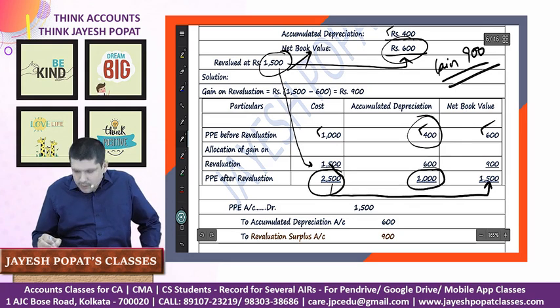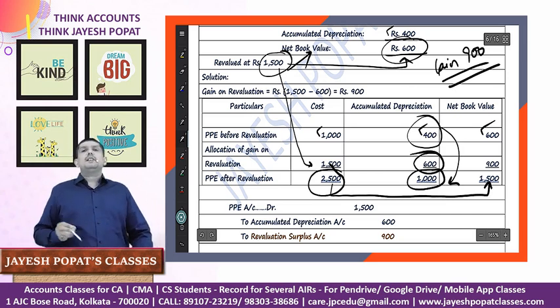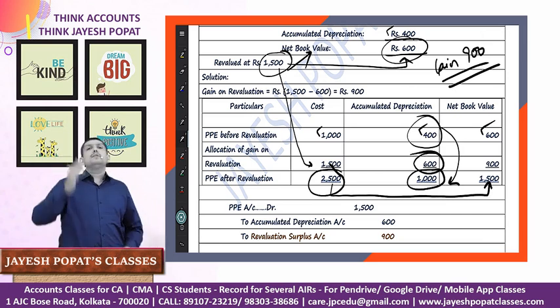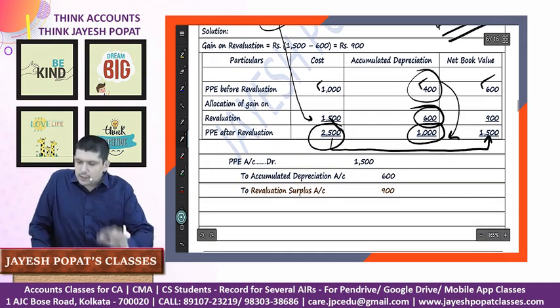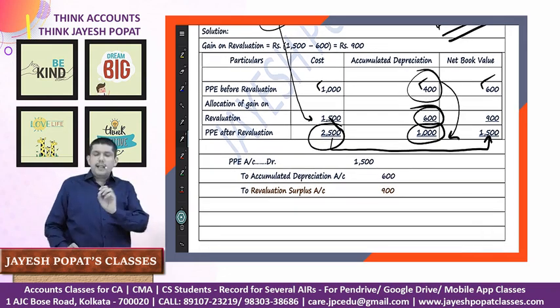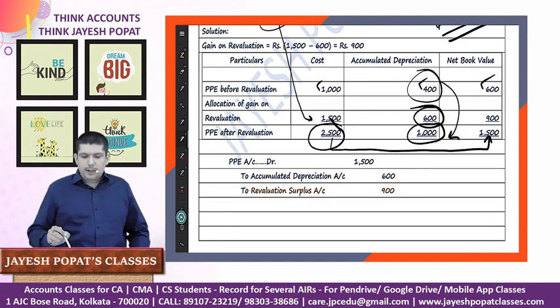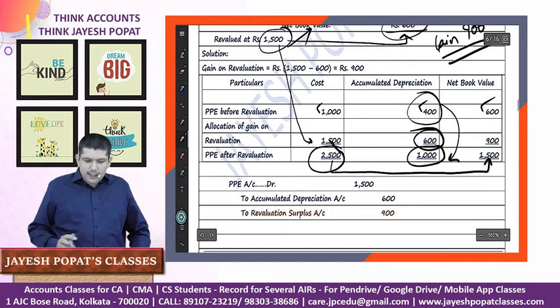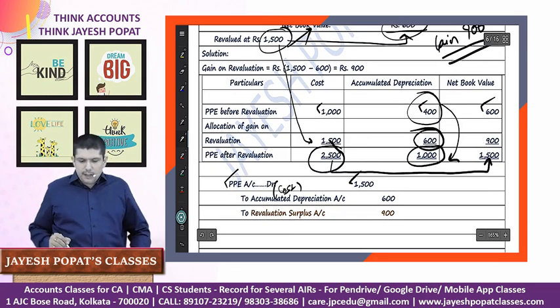Right now in the books of accounts we have 400. I want to make this 400 into 1000, so I'll charge additional depreciation. I will increase my accumulated depreciation to reach 1000 by crediting the accumulated depreciation account by 600. So see what treatment are we doing? We need to take the revalued amount to 1500. So I am saying PPE account debit, which is the cost component, right, we have increased it by 1500.